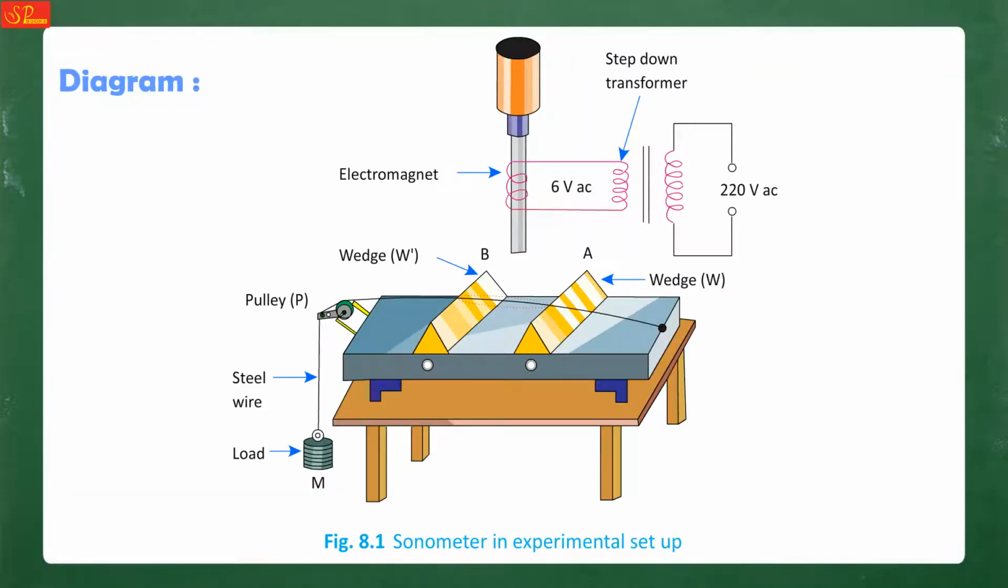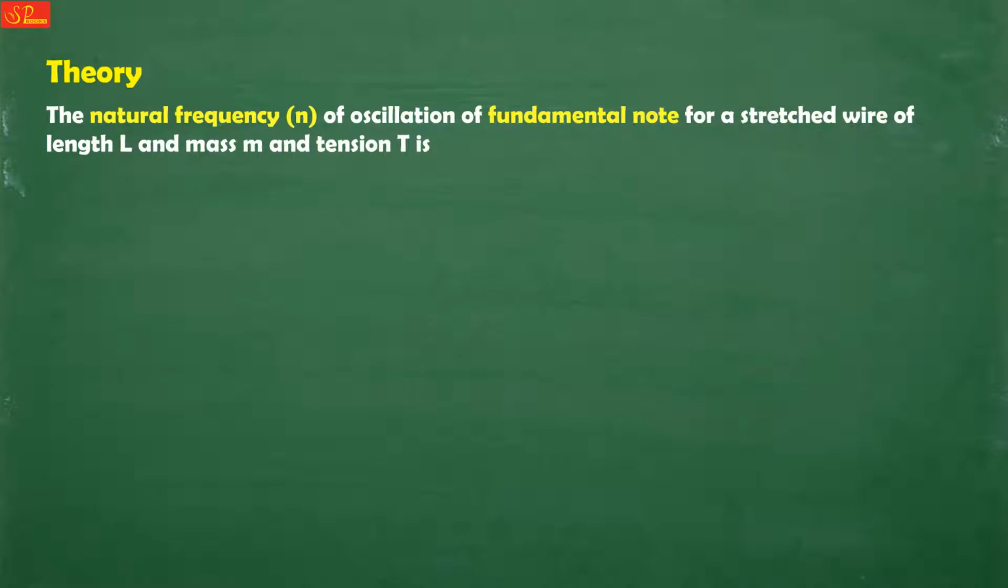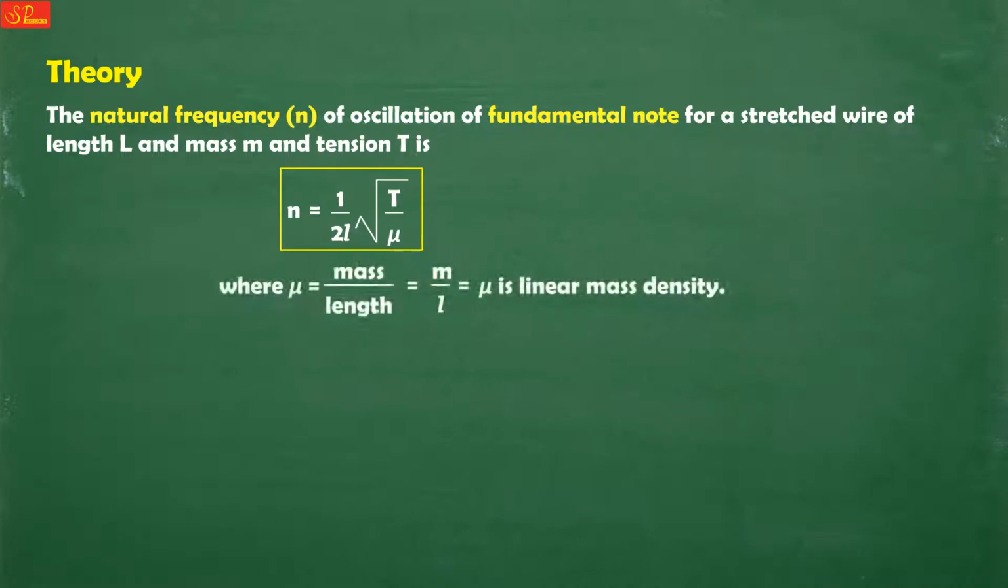Diagram: sonometer in experimental setup. Theory: the natural frequency N of oscillation of the fundamental note for a stretched wire of length L and mass m and tension T is N = (1/2L) √(T/μ), where μ = mass by length = m/L is the linear mass density.